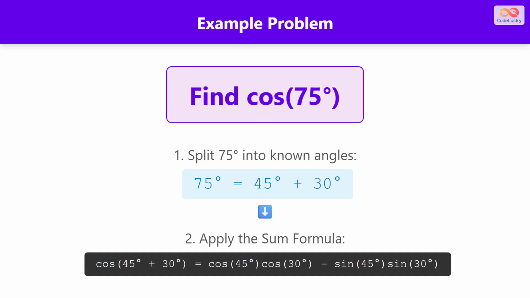Let's work through an example together. Suppose we need to find the exact value of cosine of 75 degrees. We know that 75 is equal to 45 plus 30. So, we can rewrite the problem as cosine of 45 degrees plus 30 degrees. Now it matches our formula structure.